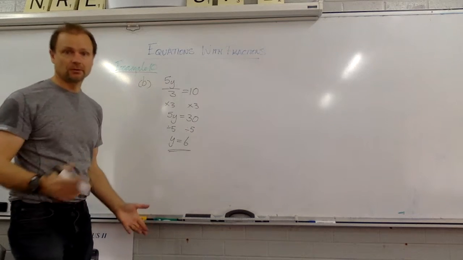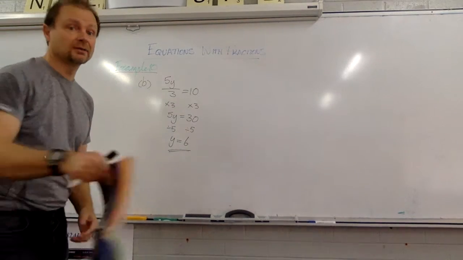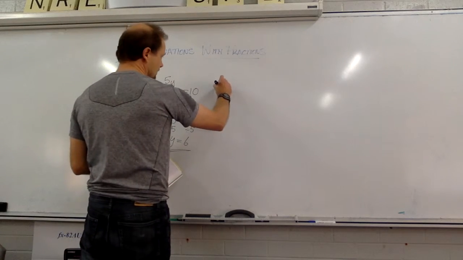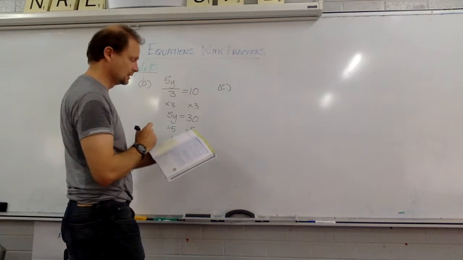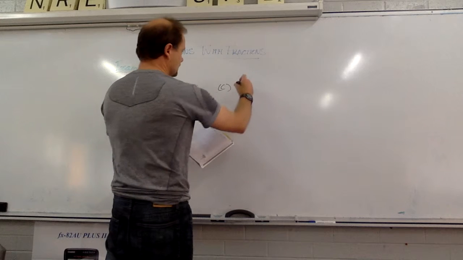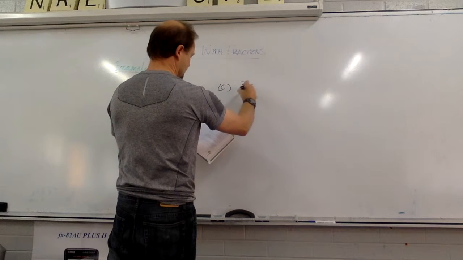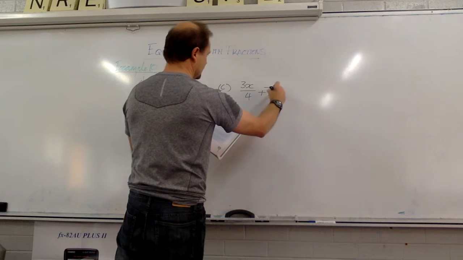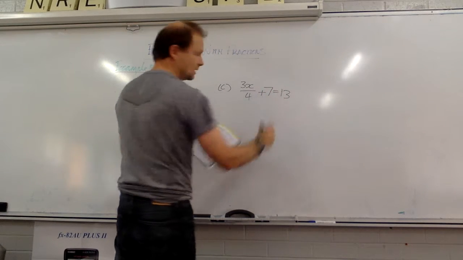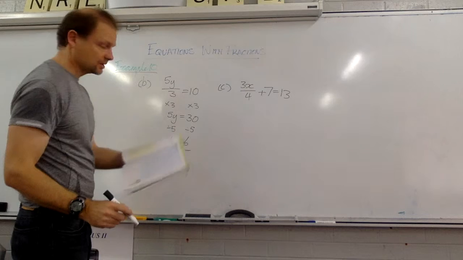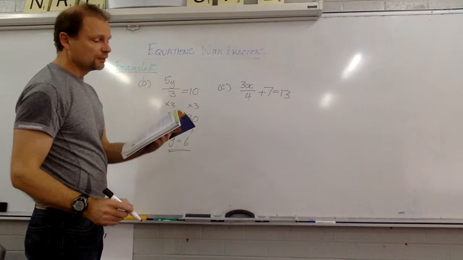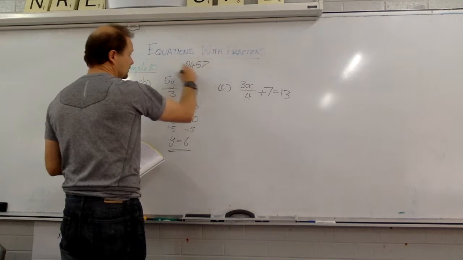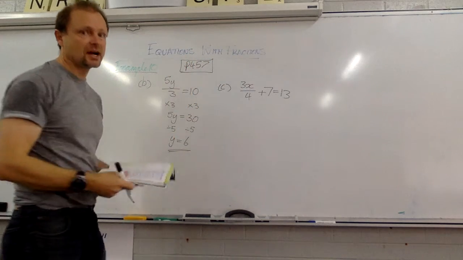Yeah, thought so. Let's have a look at our next example, which is example 10c. And I'll write it over here. 10c, 3x divided by 4 plus 7 equals 13. And by the way, you can find all of this on page 457. Page 457. Just if you're stuck.